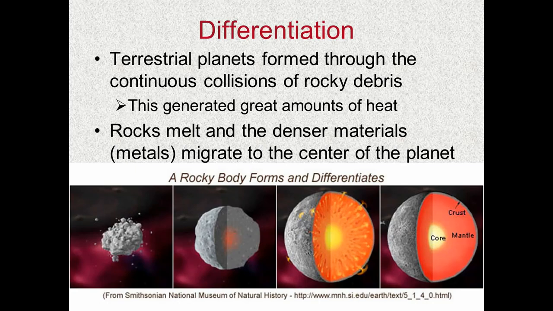And by the way, we are not the only planet to show that layering. Mercury, Mars, and Venus all have a similar, not identical, but similar internal structure to ours, because we think they all underwent this process. The gaseous planets did not. They underwent something different. But the four inner ones, they underwent differentiation.